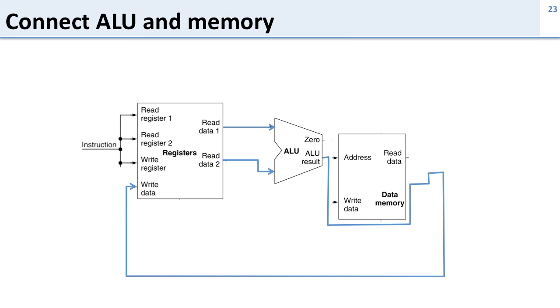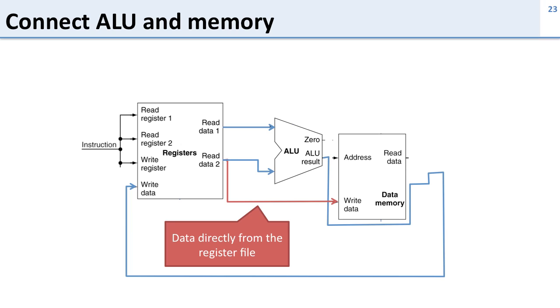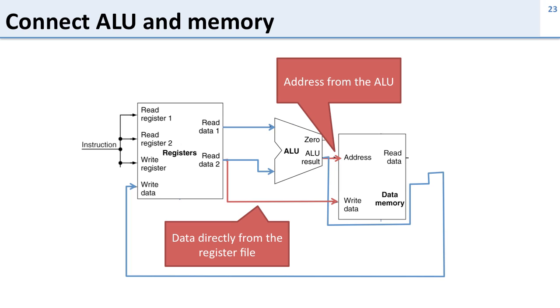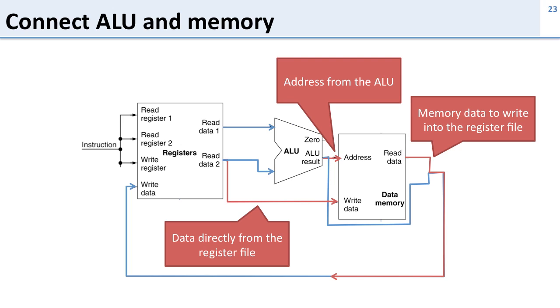Well, here's our data memory, and we need to hook it up. So the first part we're going to hook up is the data that goes into it. So this right here is the data from the register file that gets written into the memory. Second part we need to hook up is the address. So remember, the address gets calculated by the ALU. So we need to take the address from the ALU and send it into the memory. And then finally, we need to take the data we read from the memory and figure out a way to get it back to the register file. So this connection takes the memory data from the data memory and writes it into the register file.